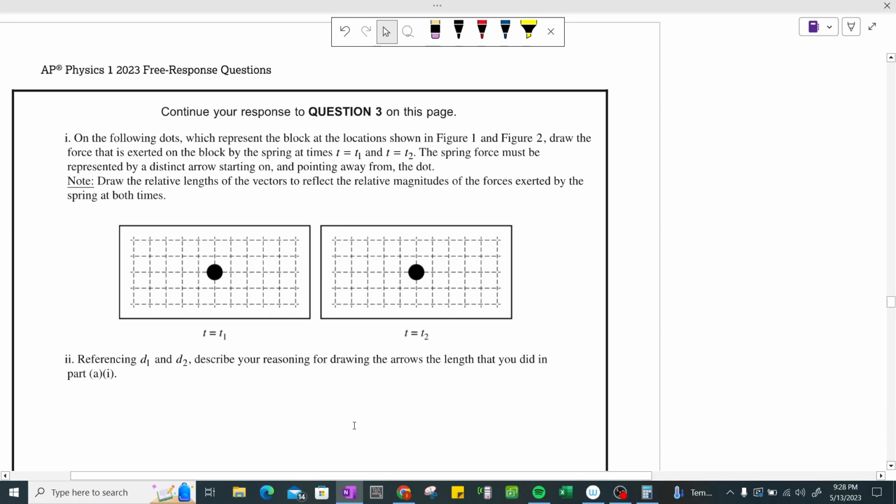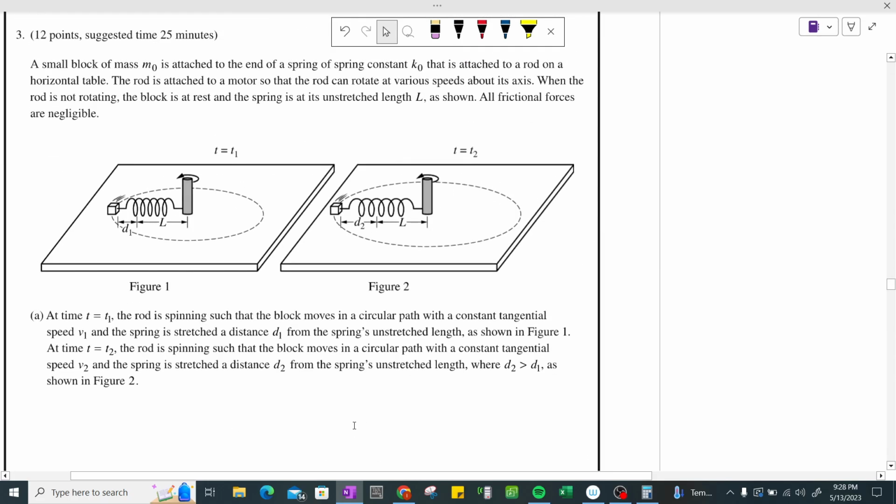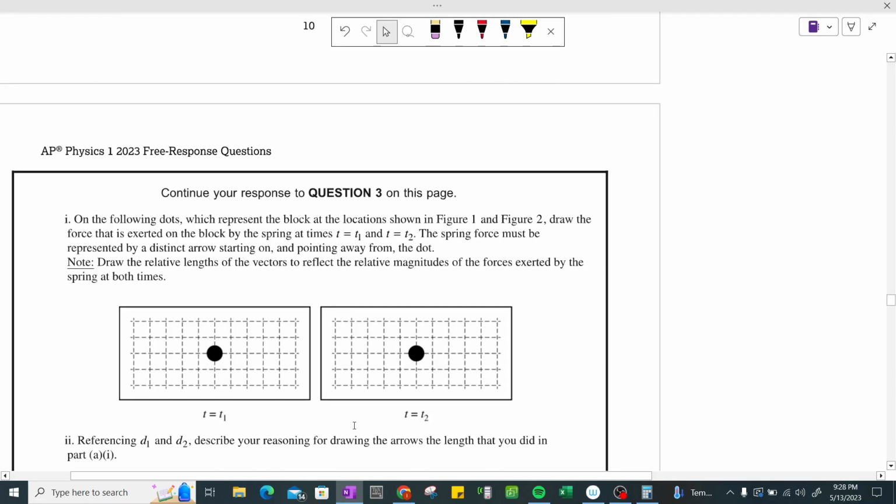So on the following dots, it's at that point on the far left. They want us to draw the forces exerted. We know it's a centripetal force. A centripetal force is going to be center seeking, so we should have an arrow on T1. It's going to point towards the center. Because it's on the left, it's going to be pulling to the right to pull back to the center. On T2, it's also going to start at the center, but now it's going to be pulling more, so all we need to do is make sure the arrow is bigger. It does say relative lengths, so make sure you indicate that.